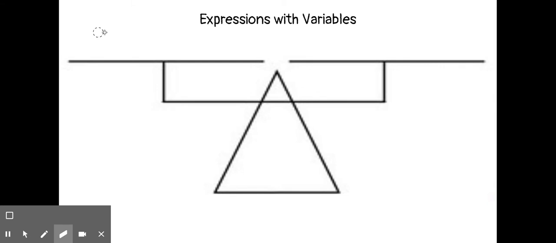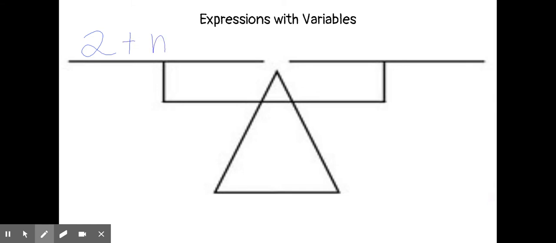So for example, an expression with a variable might be something like 2 plus m. And in that word problem, maybe the M represents marbles, or I don't know, melon flavored candy. I don't know. And we don't know how many, so we use the letter M. So 2 plus M is an expression. It's a number sentence with terms and operations. 2 is a term, M is a term, and we're adding them.